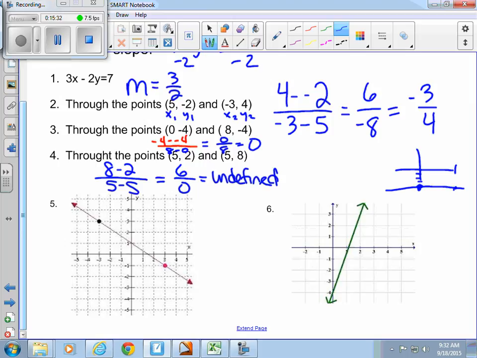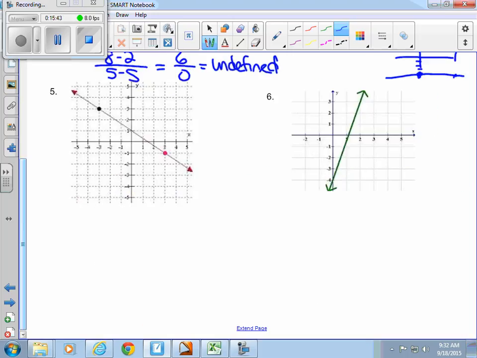Any questions about those? What if I have a graph? How do I find the slope? Rise over run. I'm going to count. I go up 1, 2, 3, 4. And I run 1, 2, 3, 4, 5, 6. But which way did I run? Left. And what does that mean?